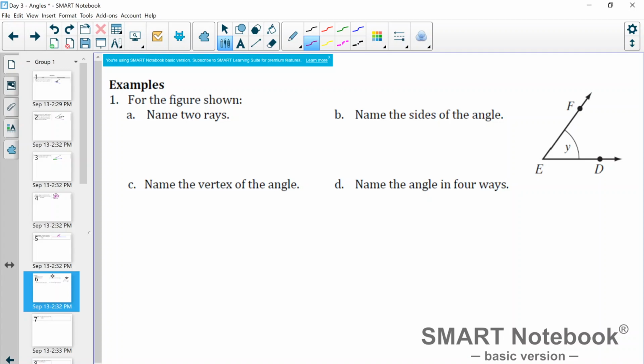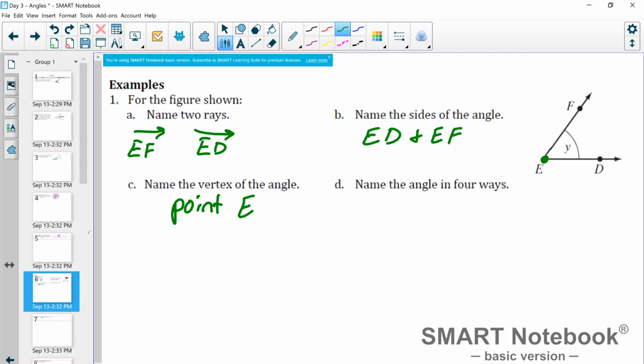Now in this example here, we got to find two rays, name the sides, name the vertex, and the angle in 4 different ways. The two rays are going to be the two sides of it. Essentially, we have ray EF and ray ED. So from E to F and E to D. And the sides are going to be the same thing, ED and EF. The vertex is the point where the two rays meet. So here they meet at point E, so that is the vertex point E.